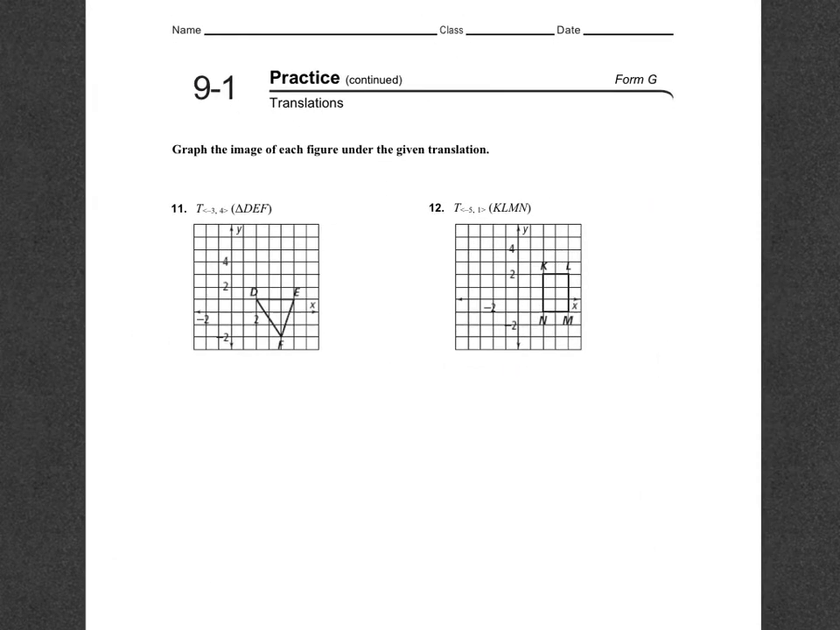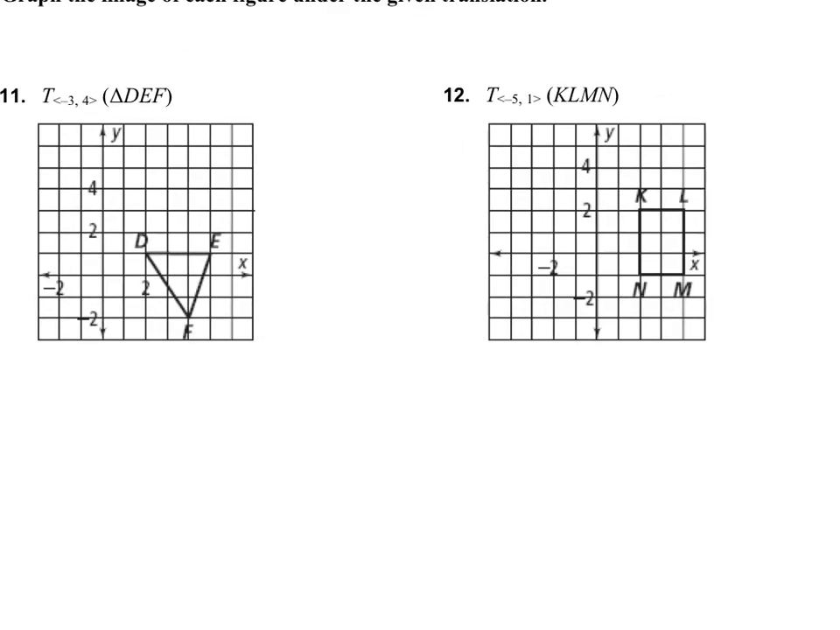And then 10 and 11 said graph the image of each figure under the given translation. So it said to take my coordinate points D, E, F and translate them left 3 and up 4. So take F, go left 1, 2, 3, up 1, 2, 3, 4. Go D, left 1, 2, 3, up 1, 2, 3, 4. And E, go left 1, 2, 3, up 1, 2, 3, 4.